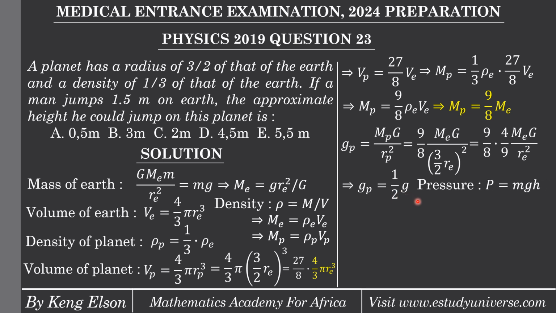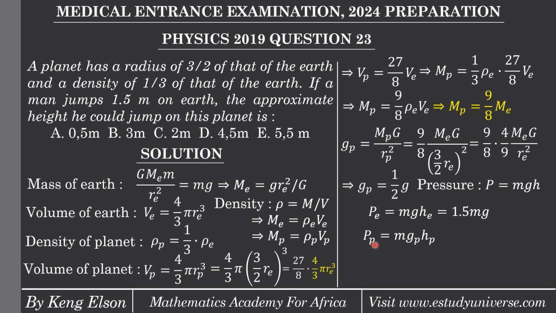Now we are going to use the concept of pressure. Pressure is mgh, because I need to, in fact, I'm introducing the height. So the pressure on the earth's surface is going to give me mg times the height jumped by the man on the earth's surface. The height jumped by the man on the earth's surface is 1.5 meters. So I replace h with 1.5, then my m and g will remain constant. This m here is the mass of the man, while g is the gravitational field strength on the earth's surface.